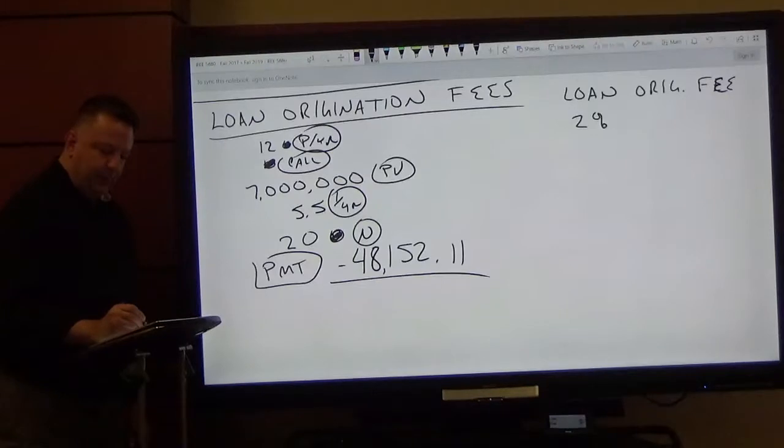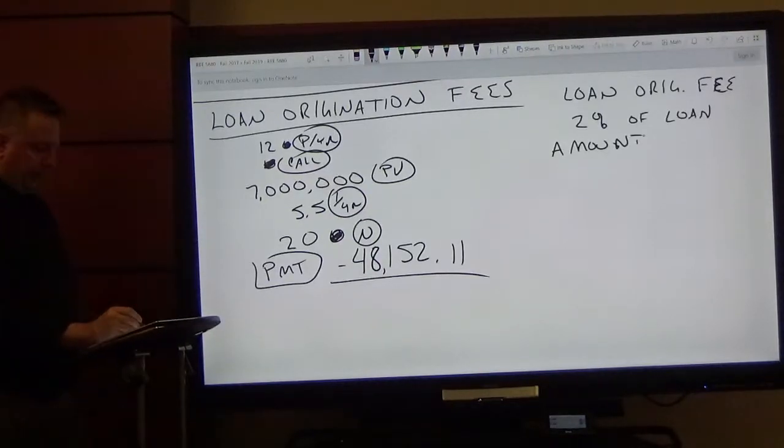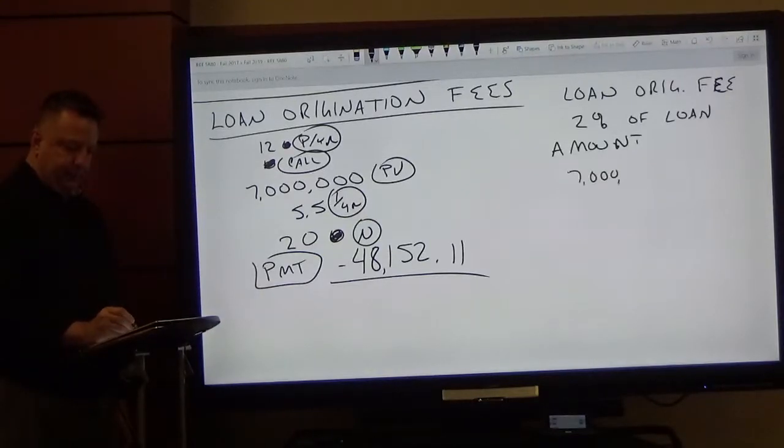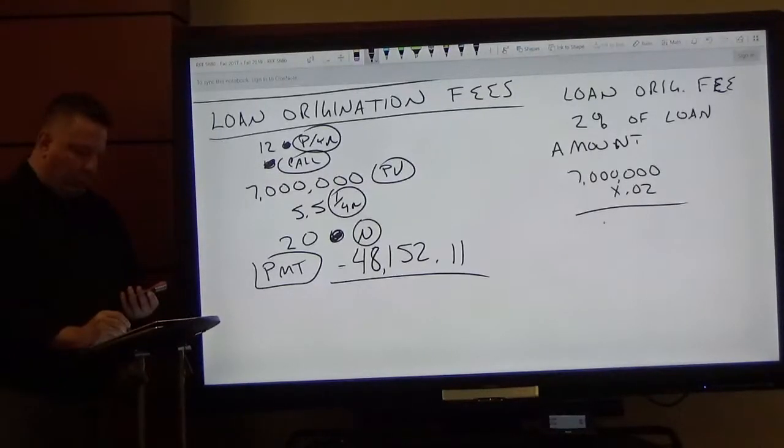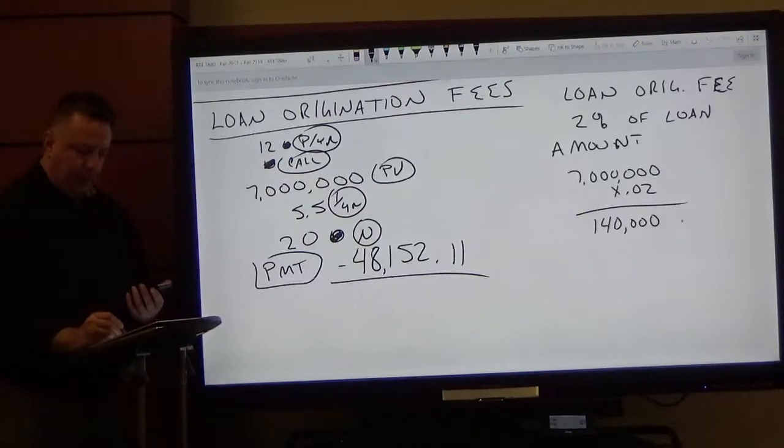2% of loan amount. Okay, so in this case, $7 million times 2%, $140,000 is our loan origination fee.